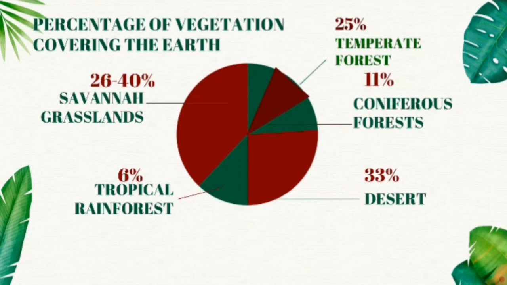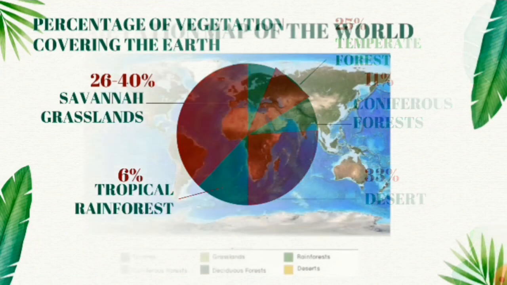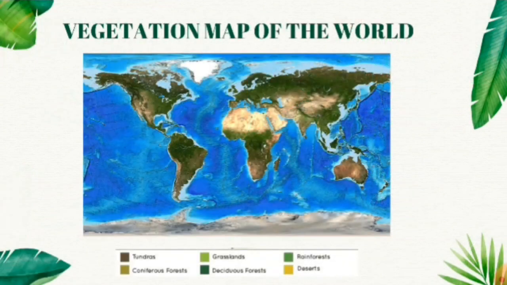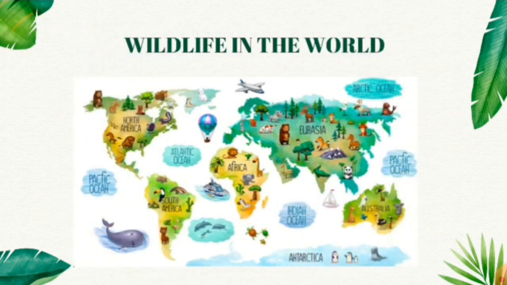The percentages of vegetation covering the earth are as follows: 26 to 40% savanna, 6% tropical rainforest, 25% temperate forest, 11% coniferous forest, and 33% desert. This is the map of vegetation in the world. These are the different species of wildlife in the world.